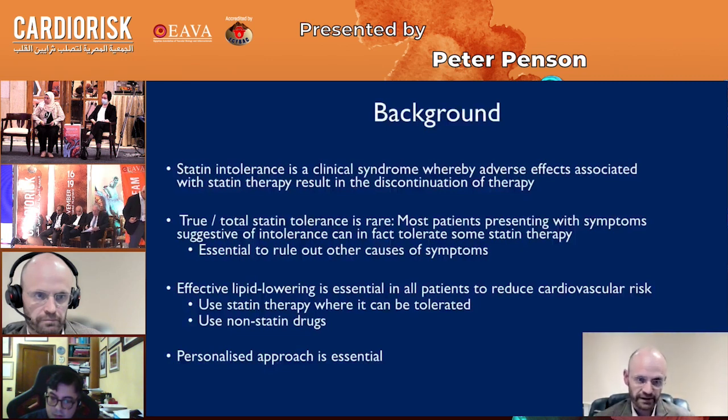Effective lipid lowering is essential in all patients to reduce cardiovascular risk. We use statin therapy when it can be tolerated. We use non-statin drugs instead, or as well as statin therapy as appropriate. And really a personalized approach is essential, both in terms of the treatment path that we use and involving patients in decision making.